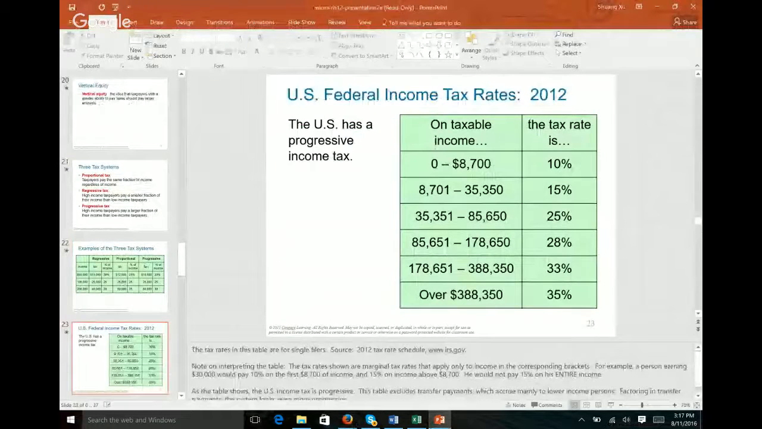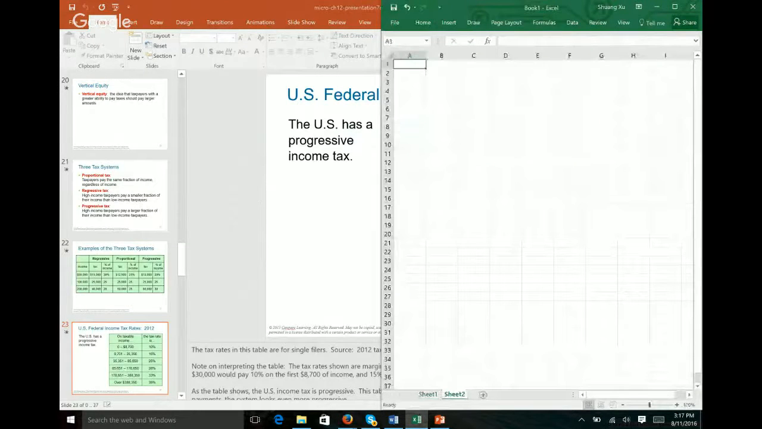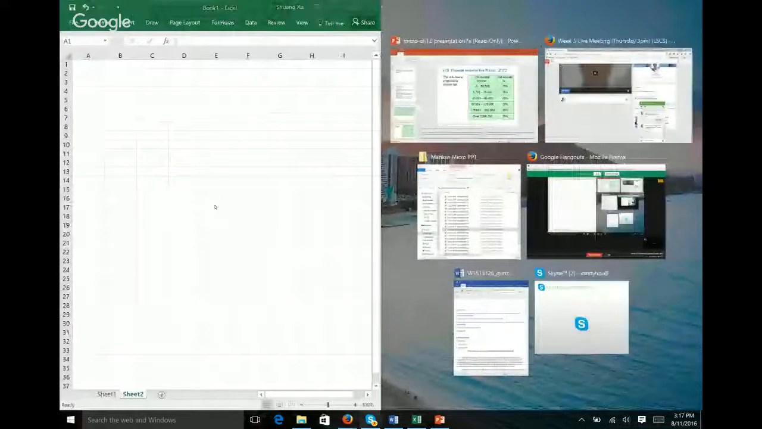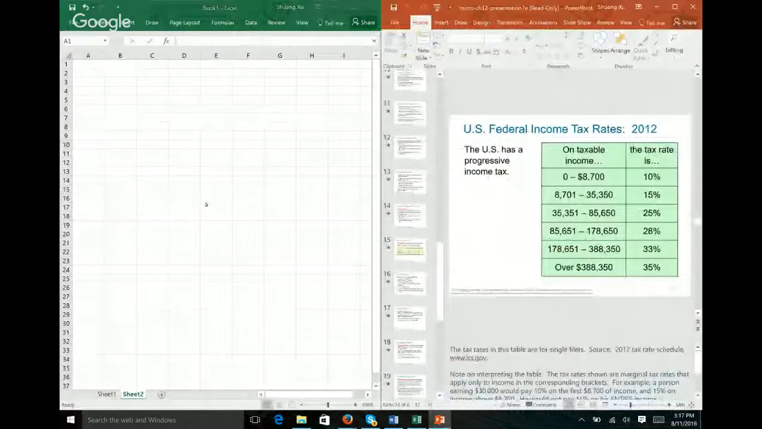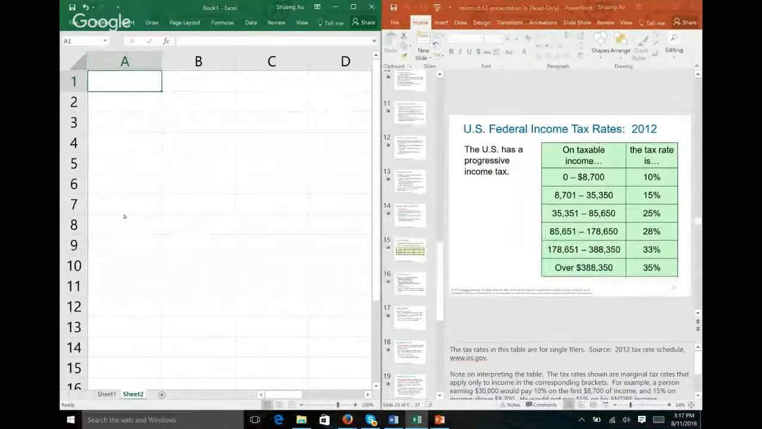So let's suppose you have this question on the test or on your quiz. You have a table like this, and they give you an income level and ask you to find the marginal tax rate and the average tax rate. And trust me, there will be a question like that. Let's suppose this person's income is $100,000.